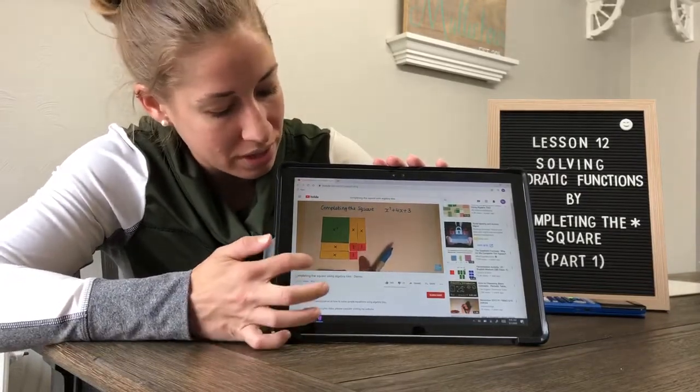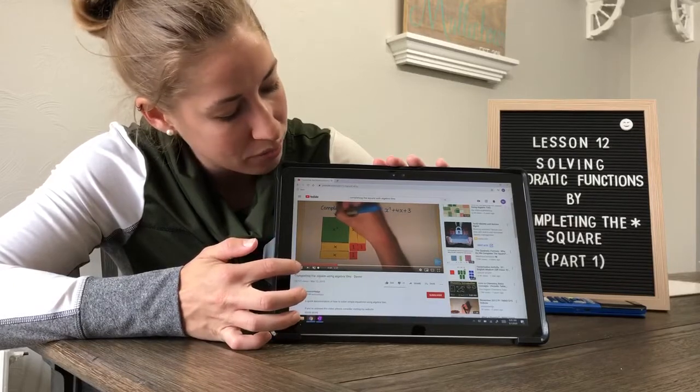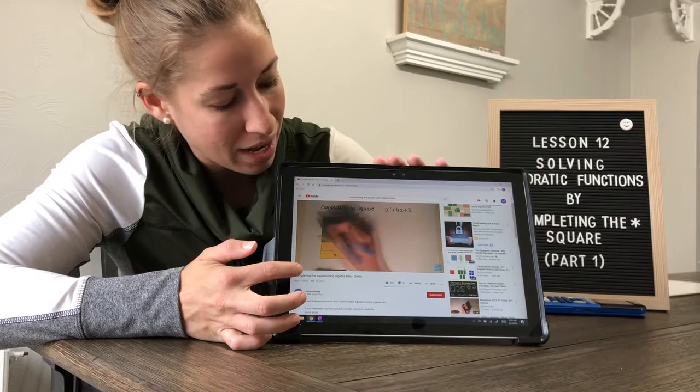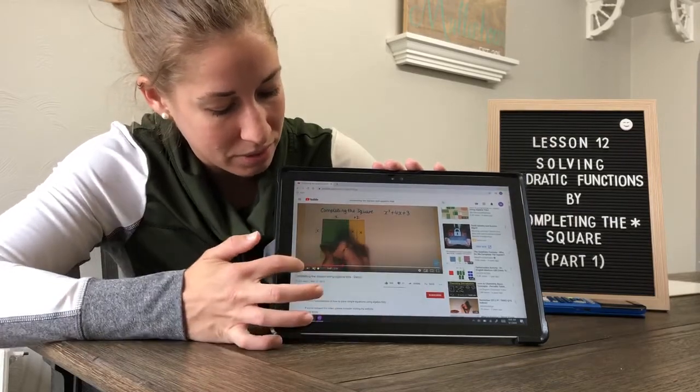But what you should notice is that, move your hand, move your hand. Okay, don't watch what she's doing now. Okay, we're just gonna.